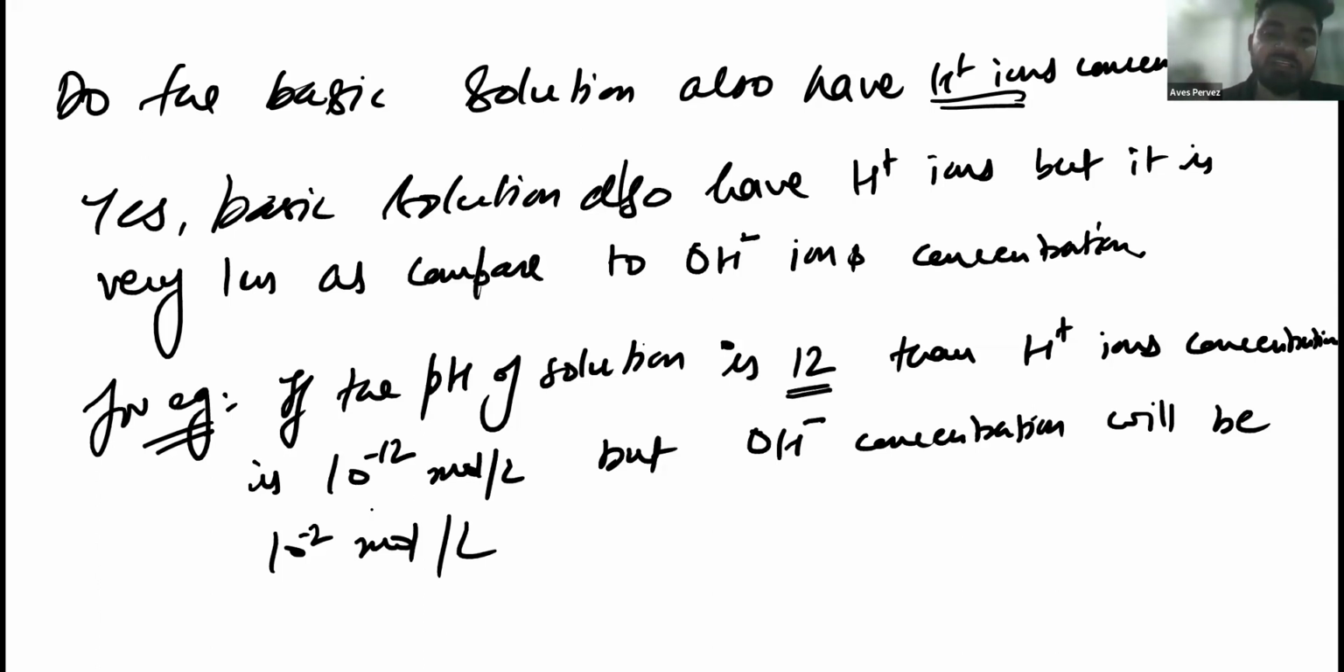So if pH is 12, then the H plus ion concentration will be 10 raised to the power minus 12, but the OH ion concentration will be 10 raised to the power minus 2. And that is very, very large in comparison to this one, okay? 10 raised to the power minus 2 has a very big value compared to 10 raised to the power minus 12, okay?